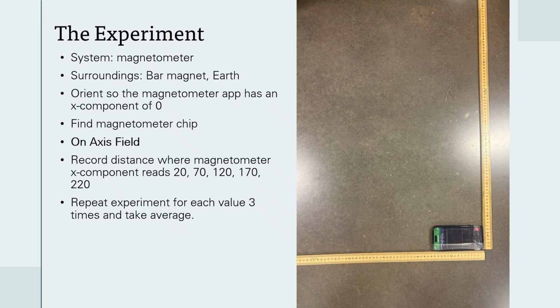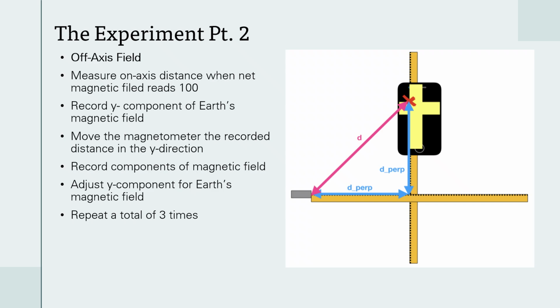For the on-axis field, we recorded the distance where the magnetometer x component reads 20, 40, 70, 120, 170, and 220, and we repeated the experiment for each value 3 times and took the average of those. So we just moved the magnet until the magnetometer read one of those values, whichever one we were testing at the time.